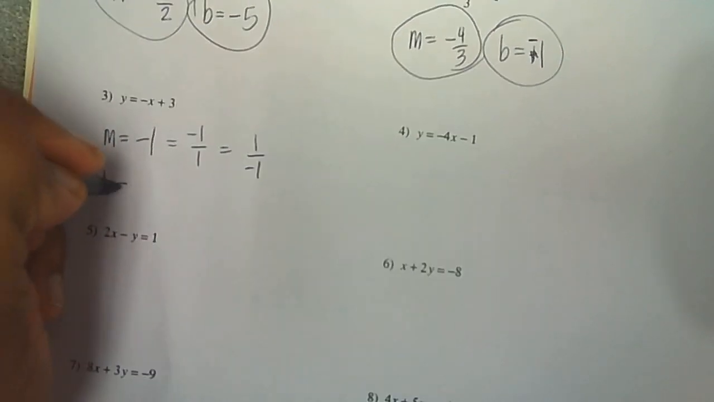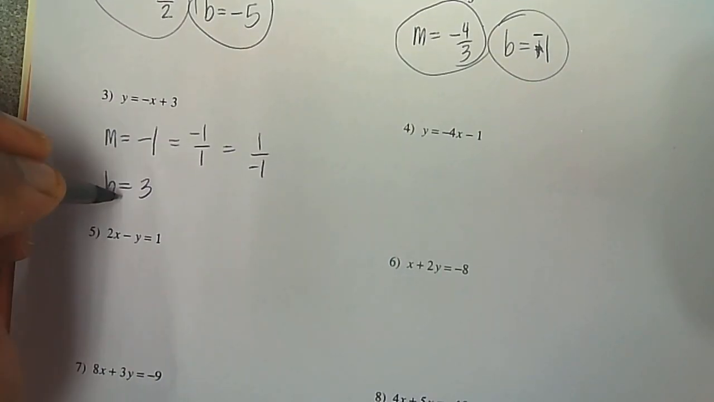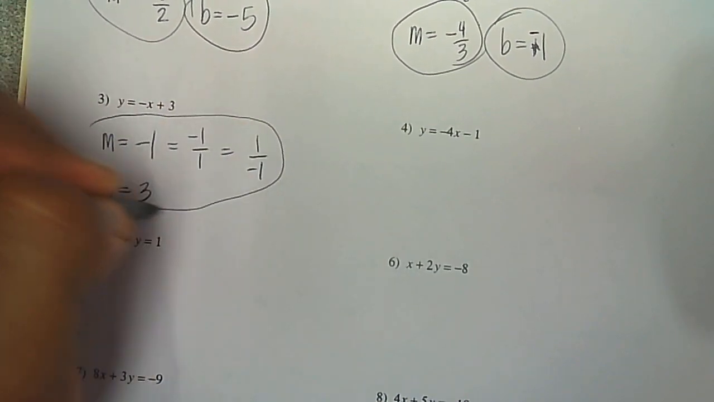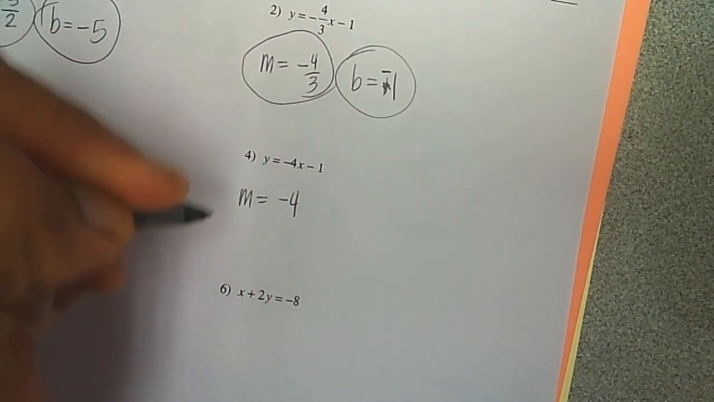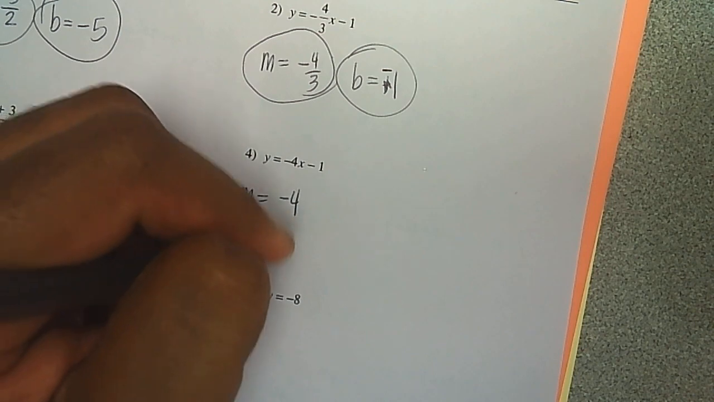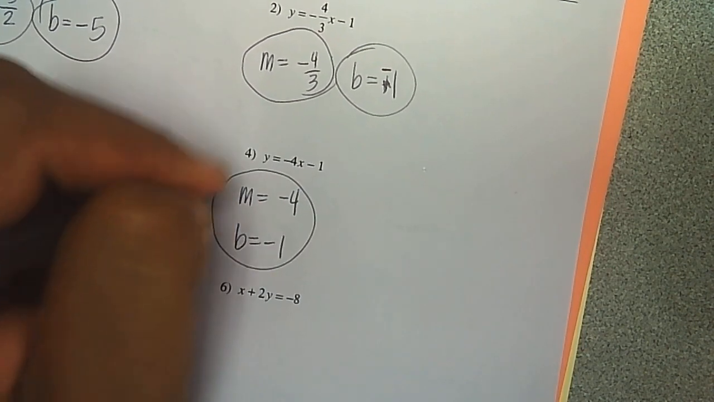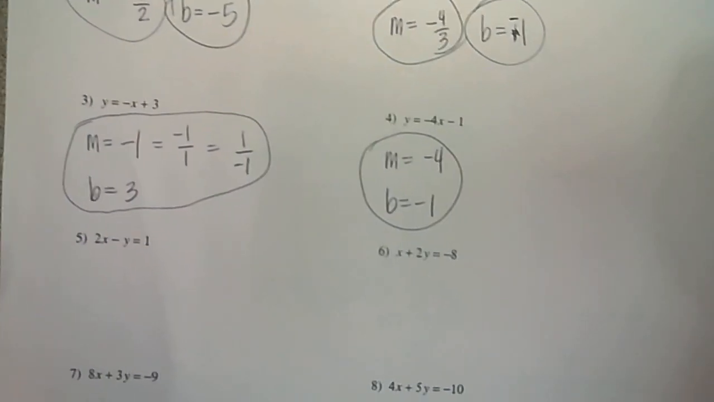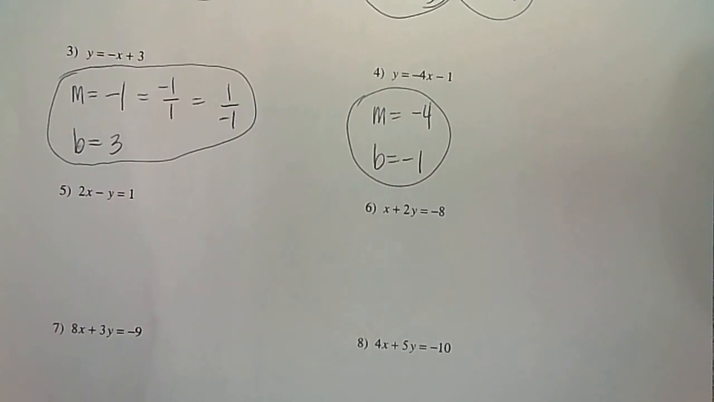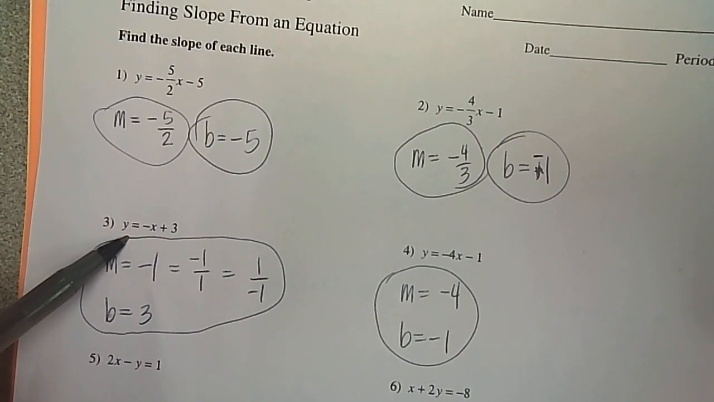Your back number is 3. Happens to be positive, don't need the sign. Boom. Your slope is m equals -4. Your y-intercept is 1. It happens to be negative. Ooh, drama. So you notice your slope and y-intercept are easiest to find when you have y equal to something.